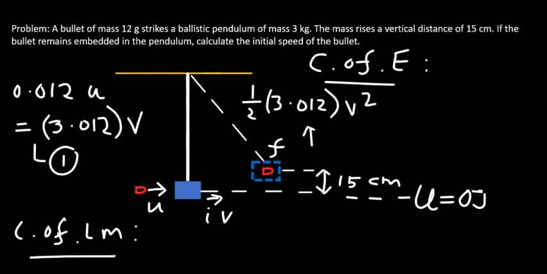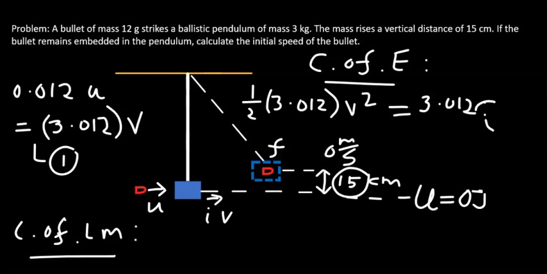We have taken the potential energy there to be 0 and equate that to the energy at the final state. At the final state, it comes to a complete rest. So in this state, the speed is 0 meters per second, so there is no kinetic energy. However, there is gravitational potential energy involved due to this 15 cm rise, and that's given by the mass 3.012, gravity 9.81, times the rise in meters, so 0.15. From this equation, we can solve for v, which we need to solve u from equation 1.